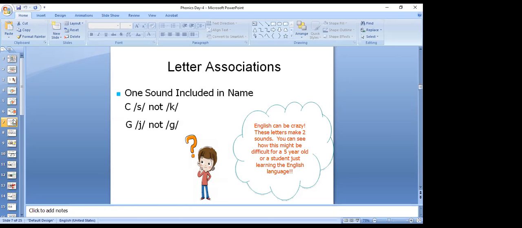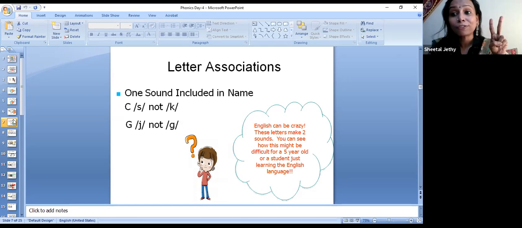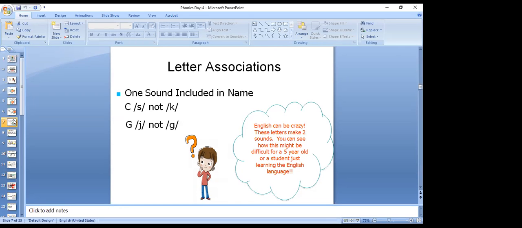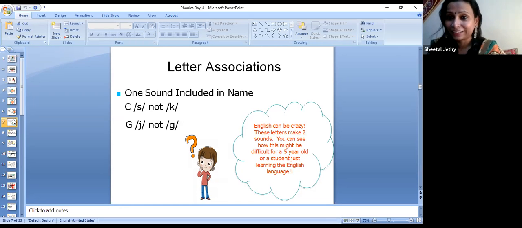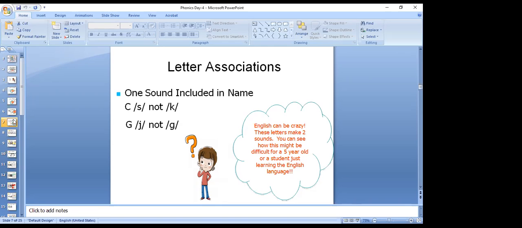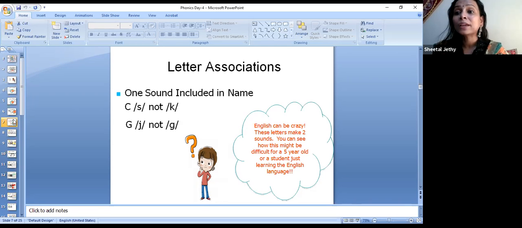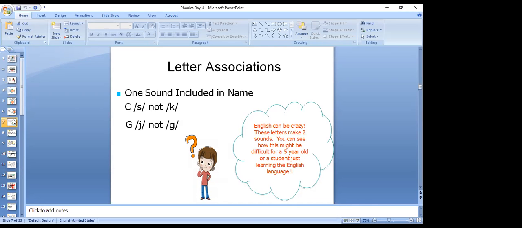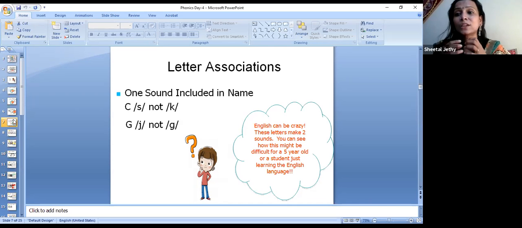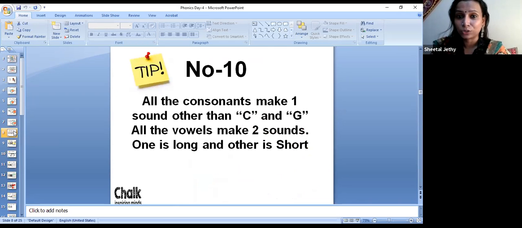So you have two sounds of G and two sounds of C. So we call them soft and hard G and soft and hard C. Correct? So English can be crazy. So once the child starts understanding these rules, at that point the child gets a little more facilitated in using these alphabets to make or frame words. Right? So let's move on to the top 10 tips which we are going to discuss today.